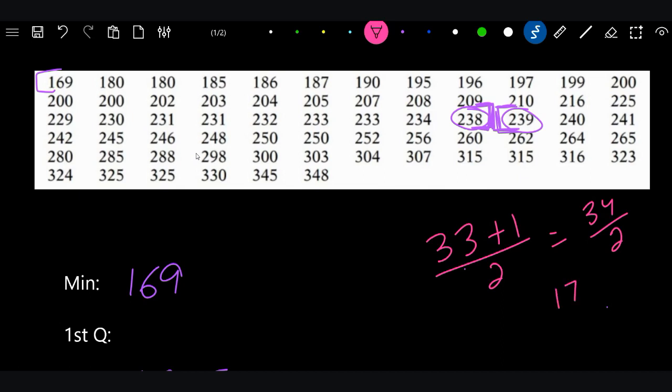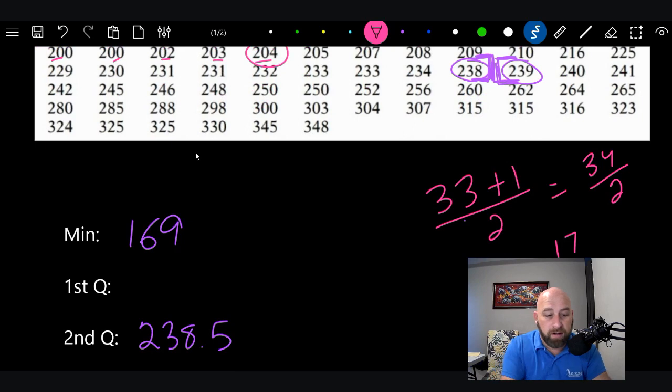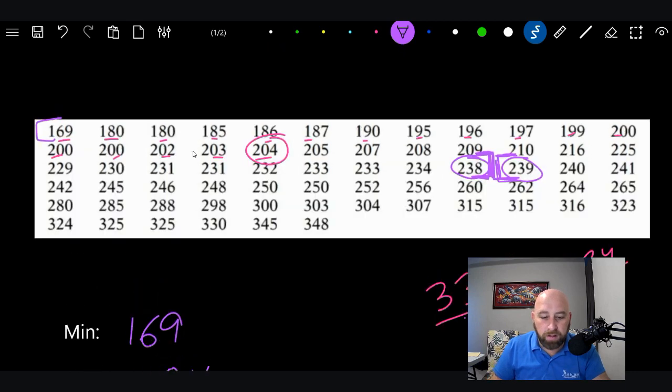Okay, so we're going to count 17 in. So 1, 2, 3, 4, 5, 6, 7, 8, 9, 10, 11, 12, 13, 14, 15, 16, 17. 204 is our first quartile. How did I get that again? Well, I found half, okay? That's these numbers right here. And then I took half of half. I took half of the first half. I found the middle number on the first half.